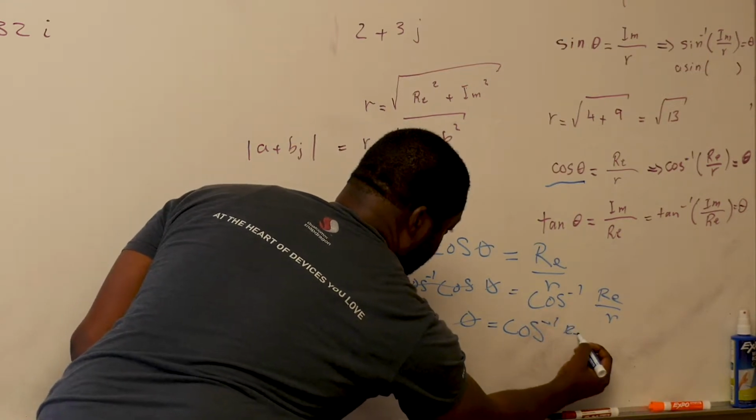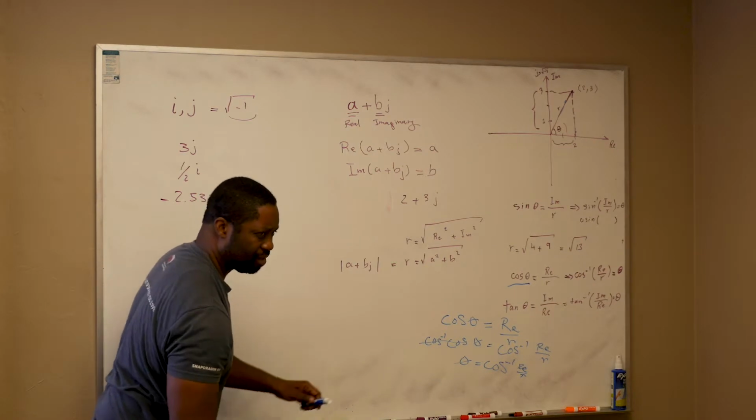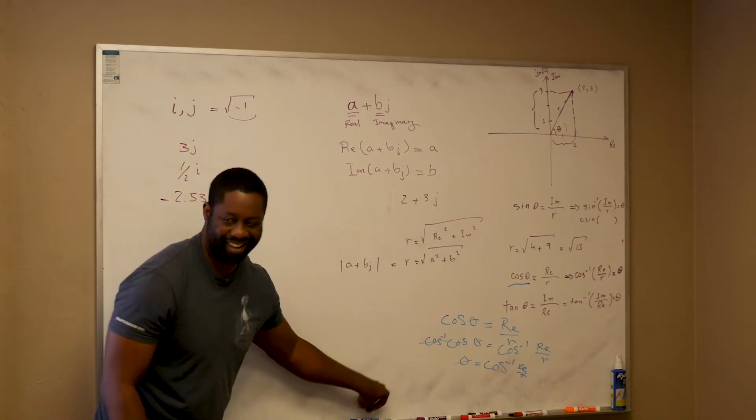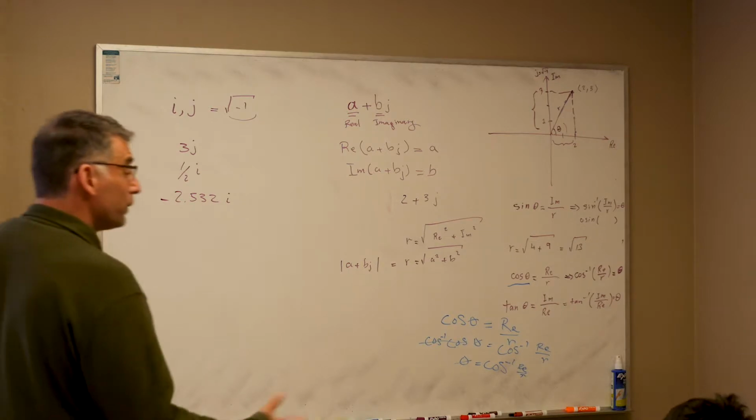He calls it anti, some people call it inverse. Right. Does that make sense? In the old days, they called it arc. Arc sine.